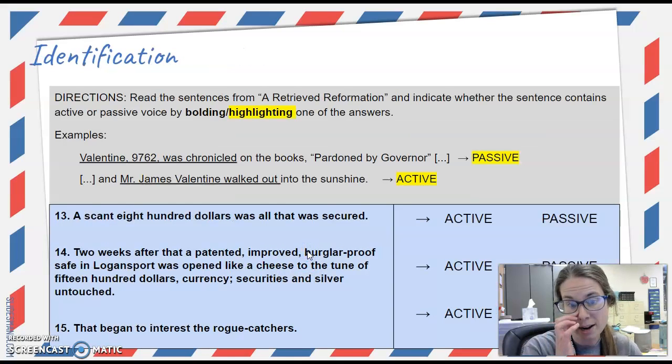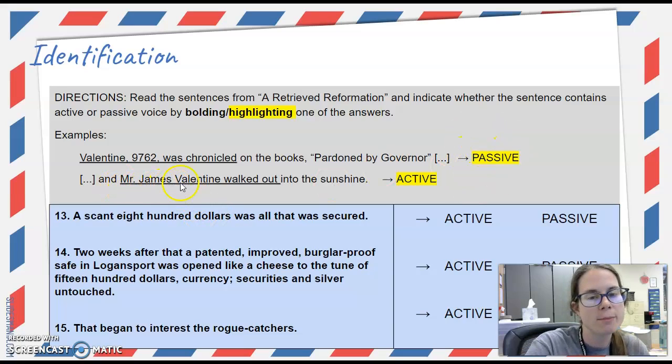So what you need to do right now is read over the sentences from a retrieved reformation and highlight, using the highlighter tool, whether each is an active or passive sentence. My example is: Valentine 9762 was chronicled on the books, partnered by governor. So who chronicled Valentine in the books? That would be the law books. We don't know. We can assume it was someone who worked at the state, but we don't know. So we would say that this is a passive sentence.